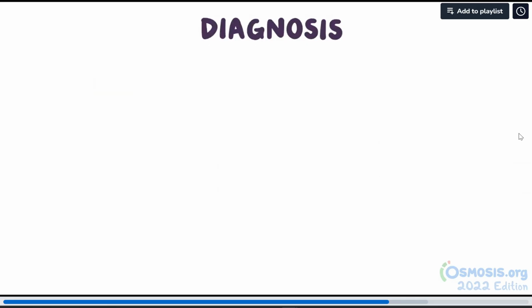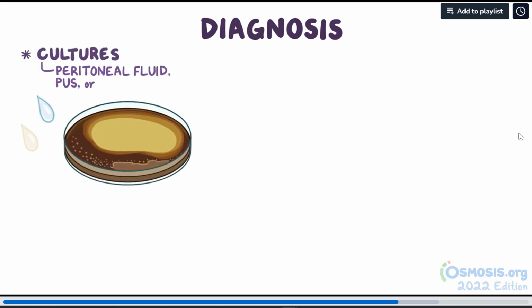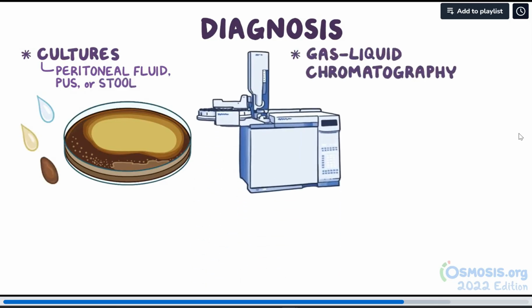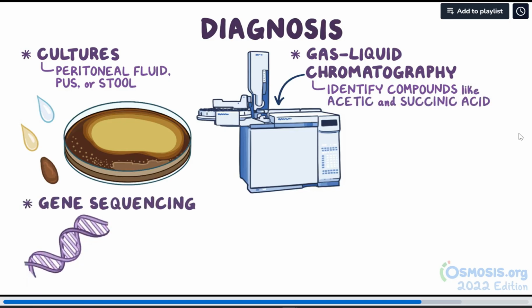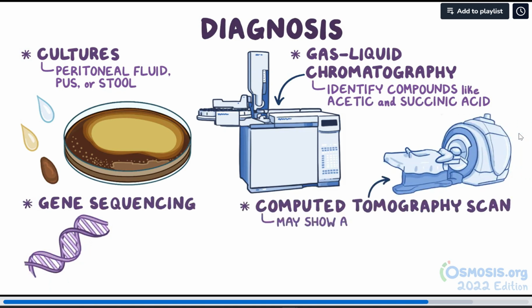Diagnosis is made by isolating Bacteroides fragilis in cultures from biological samples, like peritoneal fluid, pus, or stool. Gas-liquid chromatography, a process that analyzes compounds that can be vaporized, can also be used to identify the specific compounds produced by Bacteroides fragilis, like acetic and succinic acids. Gene sequencing can also be used to identify the bacteria. A computed tomography scan may show abscesses or the presence of gas at the infected site.